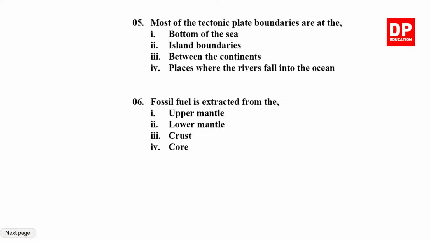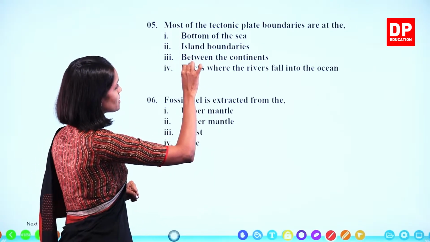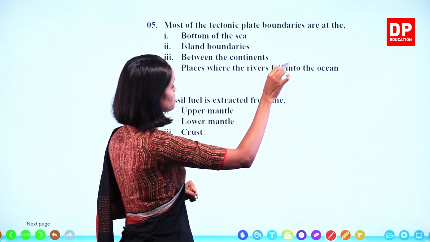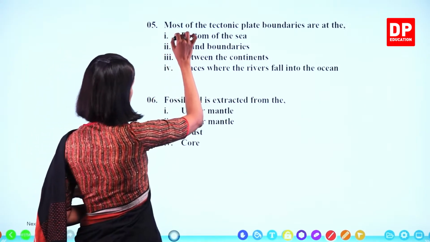Right. Number 5. Most of the tectonic plate boundaries are at the, where are they? Most of the tectonic plate boundaries are at the bottom of the sea. Island boundaries between the continent, places where the rivers fall into the ocean. The most correct answer is bottom of the sea.